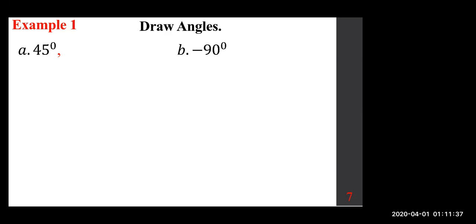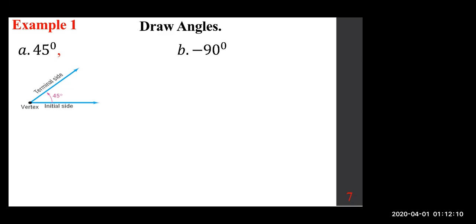Okay, so in this example, we want to draw some basic angles. 45 degrees, remember, the way it's going to work is very simple. We are going to start with an initial side along the positive x-axis. So 45 degrees, we go counterclockwise to end up with a terminal side, so we should have no problem drawing that.